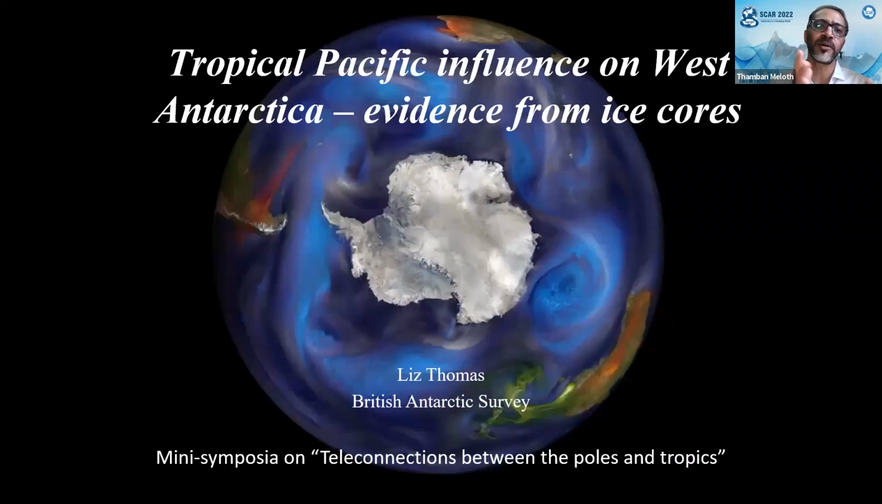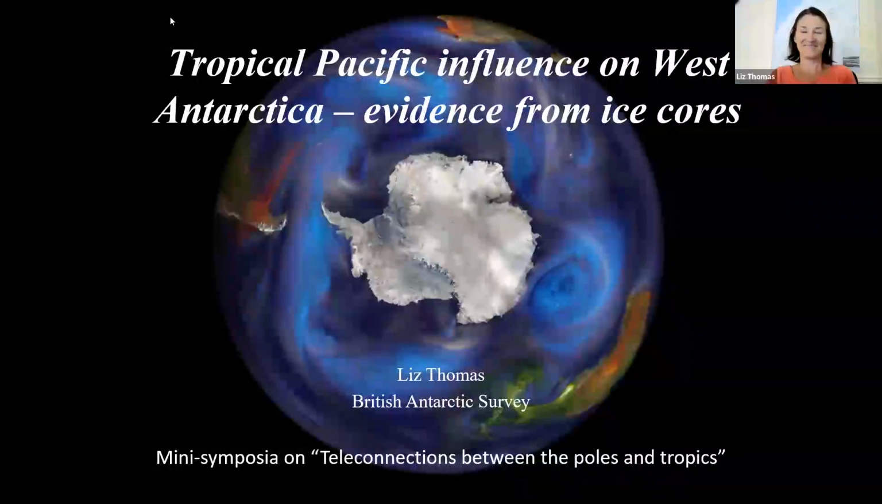We move now to Liz Thomas from the British Antarctic Survey, who is also the head of ice core research based climate studies at BAS, and the lead of the Clivash 2K project of PAGES. Liz will provide the context of how proxy data or long-term climate data discuss these tropical teleconnections to Antarctica. Over to you, Liz. Thank you so much.